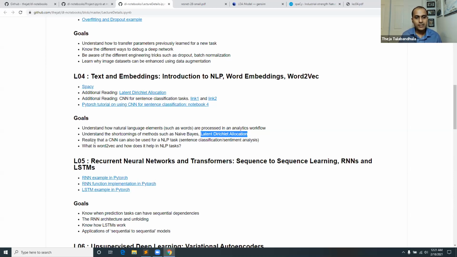And then, since we saw CNN quite a bit, we'll also see that CNN can be used for a specific NLP task, and we'll see that example. In particular, we can do sentence classification, which is exactly the same as asking, can you find the sentiment of a sentence or a tweet or something like that? They're all the same thing. And we can see how a CNN can be used there.